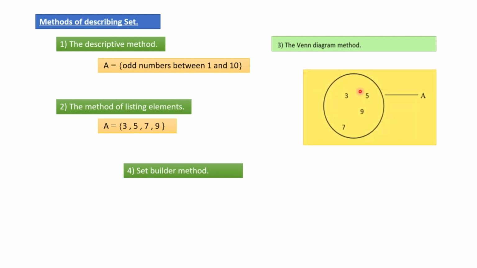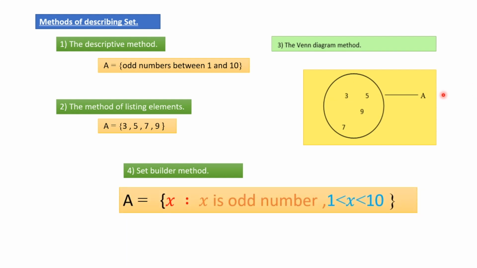Here, if you are writing elements inside a circle without using commas, that is called a Venn diagram. It's not compulsory to be a circle, it can be a square or something, but it should be a closed figure. So you have to label it as A.